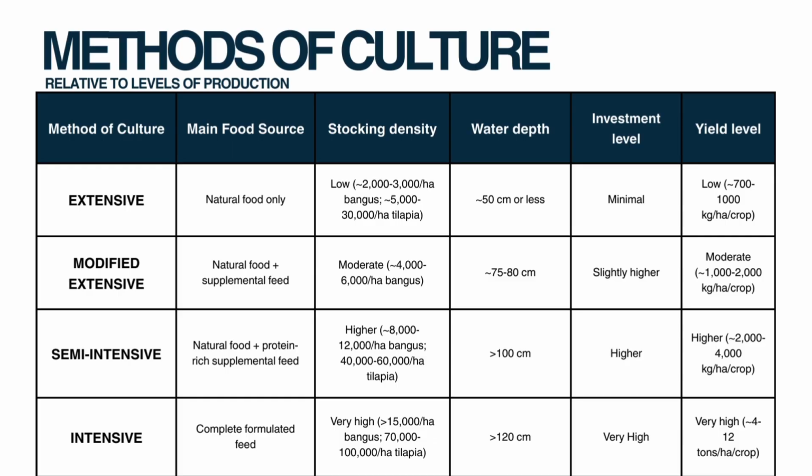Then the intensive, where the main food source is complete formulated feed. The stocking density is very high, 15,000 hectares allocated for bangus, and then 70,000 to 100,000 hectares allocated for tilapia. Deeper water depth, greater than or equal to 120 centimeter. The investment level is talagang very high siya, and very high yield level. So that is for the methods of culture relative to levels of production.